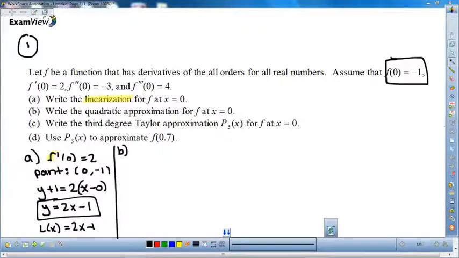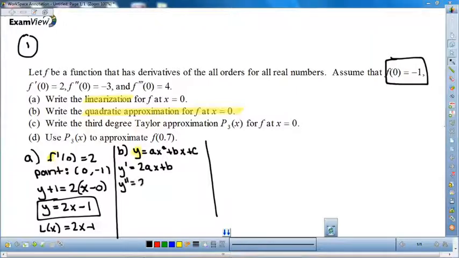Part B asks us to write a quadratic approximation for f. Well, a quadratic approximation looks like ax squared plus bx plus c, where a, b, and c are constants. So if you take the first derivative, you get 2ax plus b. If you take the second derivative, you get 2a. So what we're going to do is look at our second derivative. When x is 0, our second derivative is -3. So we're going to substitute that into our equation and solve for a.